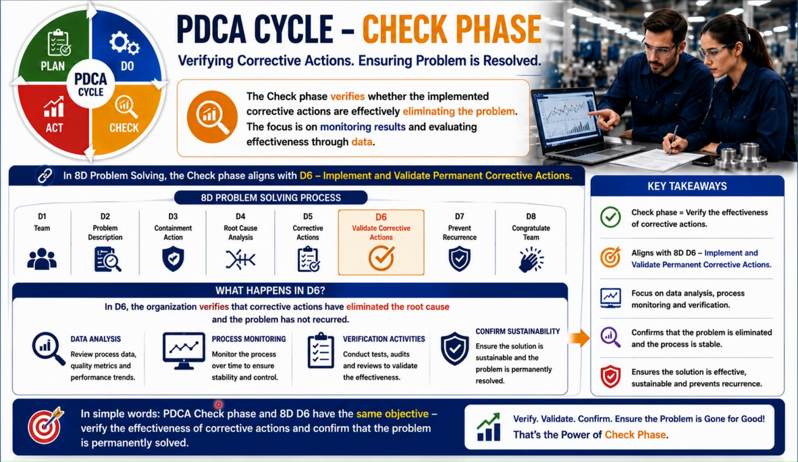The goal is not simply to confirm that the problem has disappeared, but to ensure that the manufacturing process is stable, capable, and consistently delivering the expected results. In simple terms, both the PDCA check phase and 8D D6 share the same objective: verifying that the corrective actions are effective and that the problem has been permanently resolved.